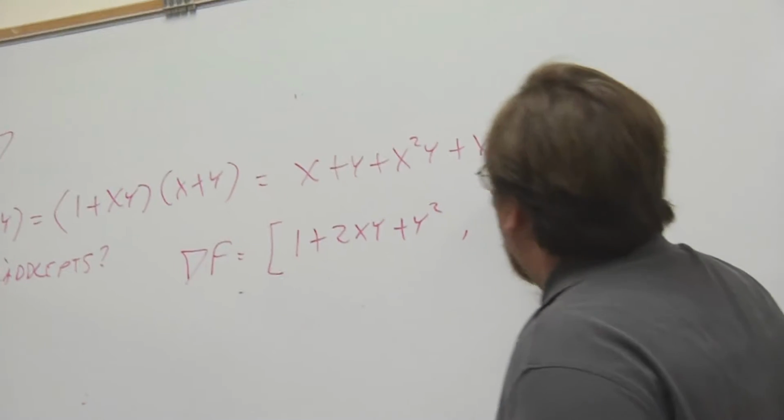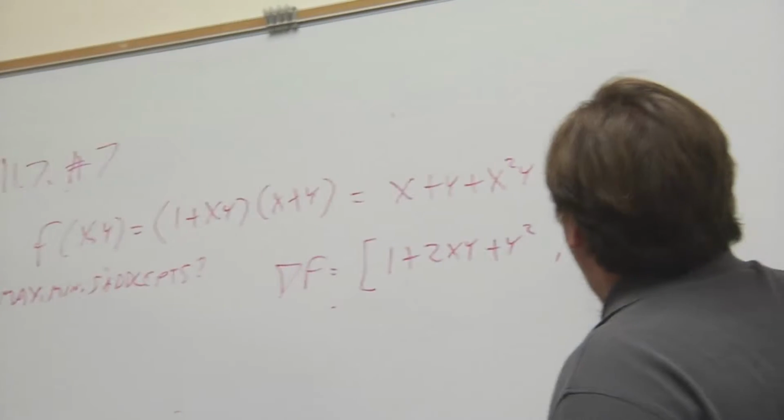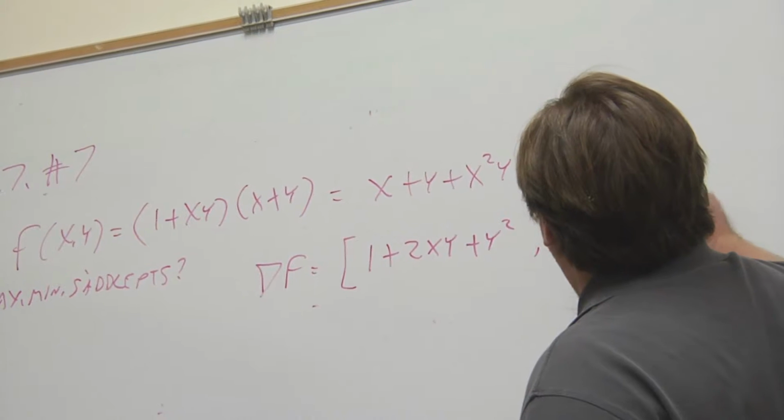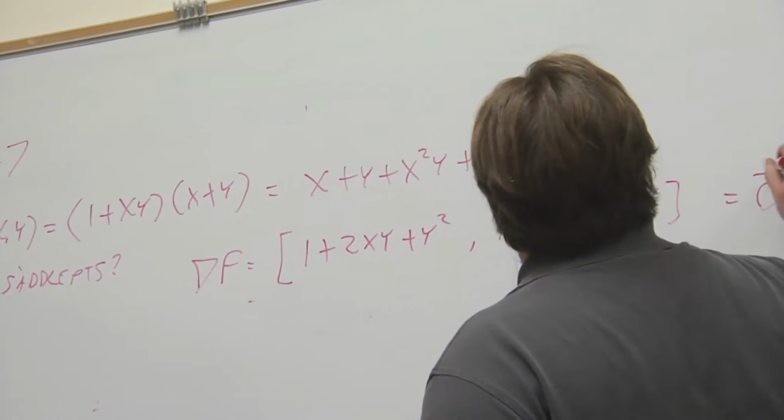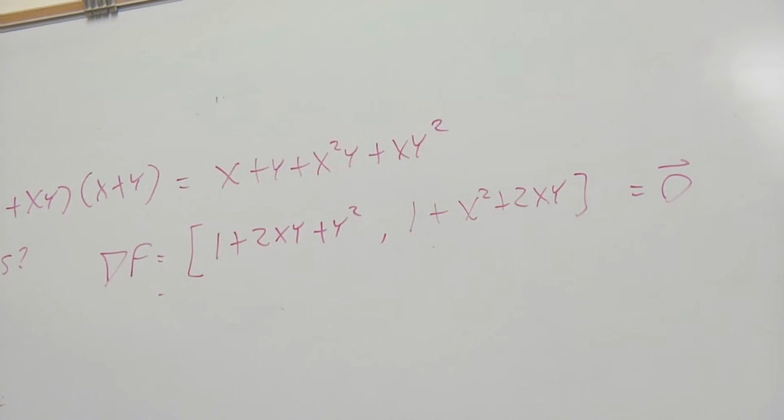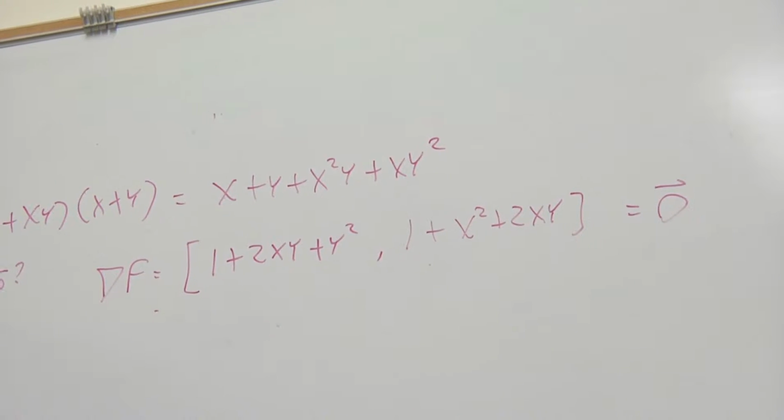The partial derivative with respect to y is going to be 1 plus x squared plus 2xy, and we want that to be equal to the 0 vector.